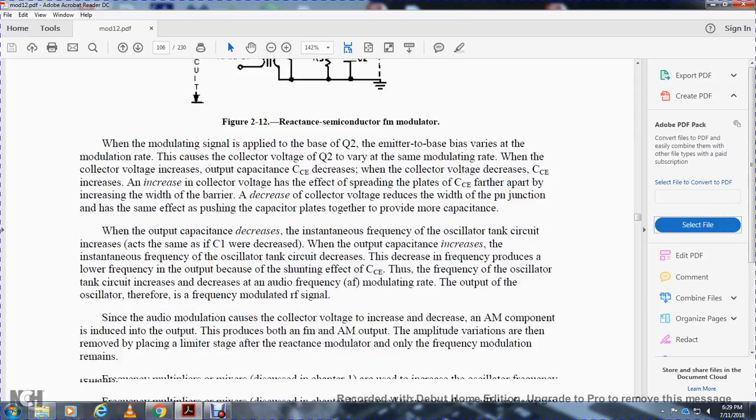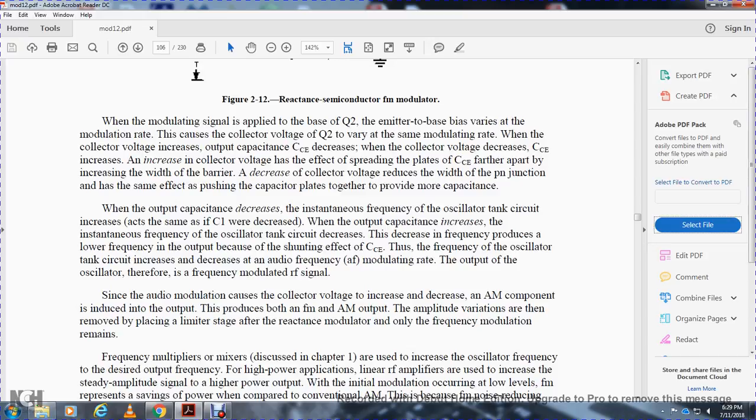When the output capacity decreases, the instantaneous frequency of the oscillator tank circuit increases. When the output capacity increases, the instantaneous frequency of the oscillator tank circuit decreases, producing a lower frequency output because of the shunting effect of the capacitor of the collector and emitter. Thus, the frequency of the oscillator tank circuit increases and decreases with the audio frequency modulating rate.